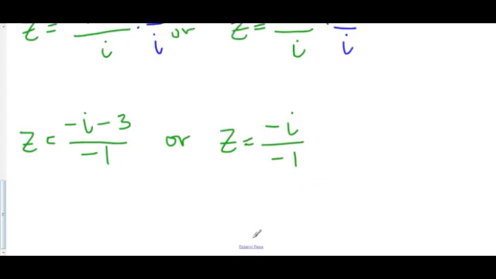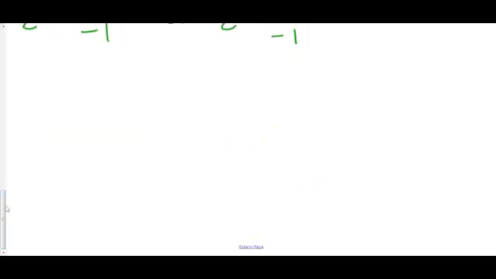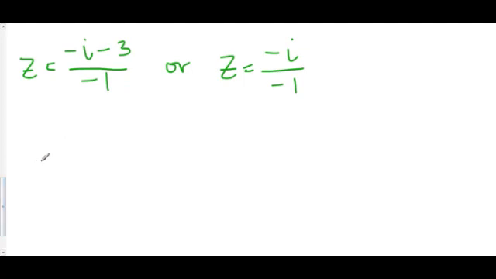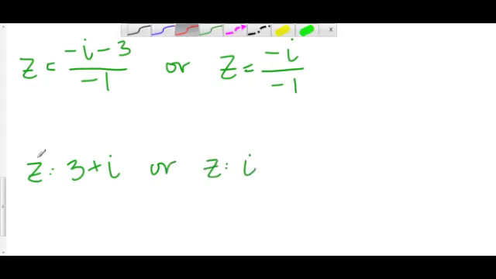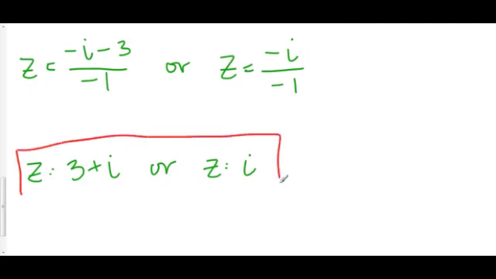And finally, we can divide both of these answers by negative 1 to obtain z is equal to 3 plus i, or z is equal to i. And that is the answer to this particular quadratic.